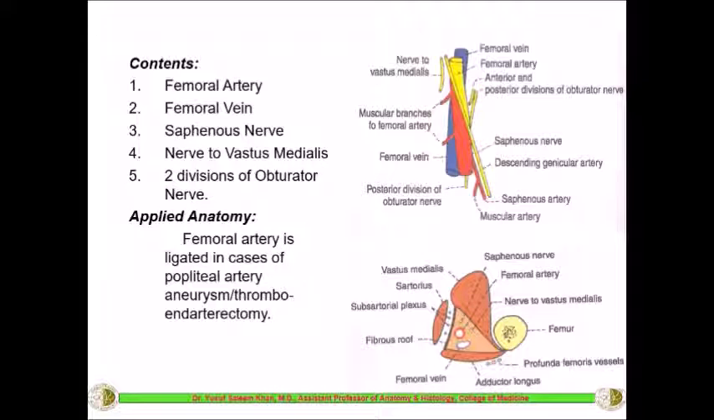So this is all about the adductor canal itself.